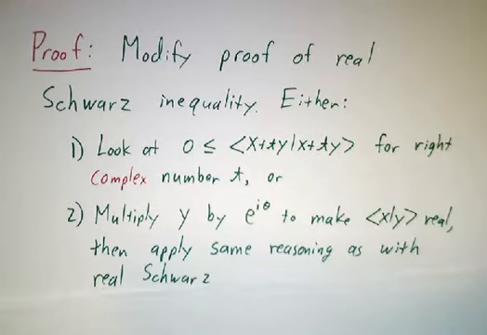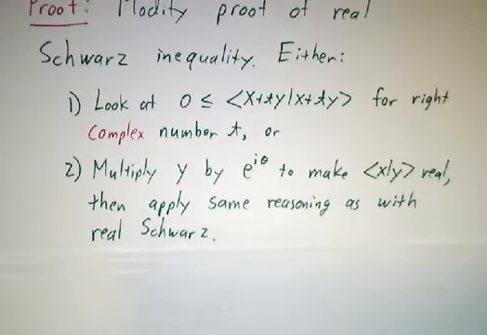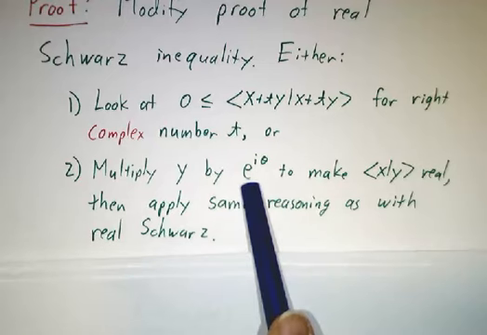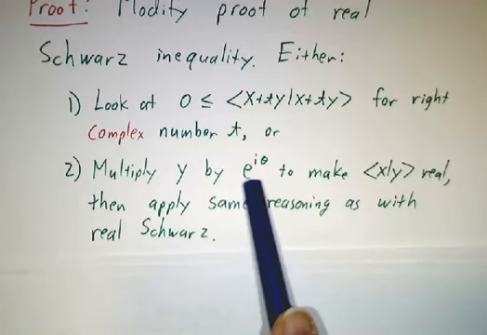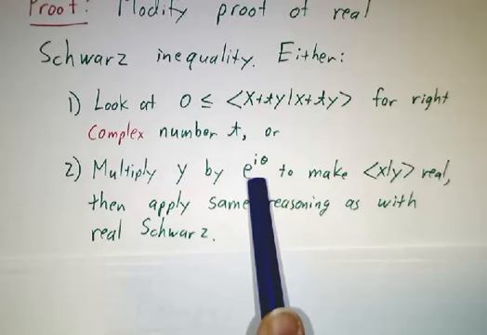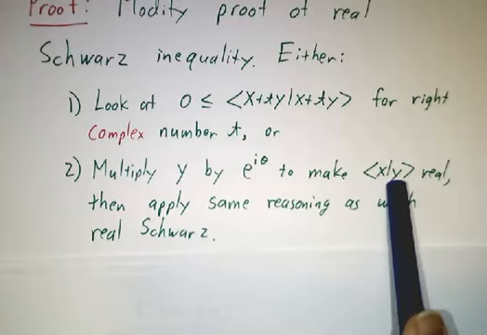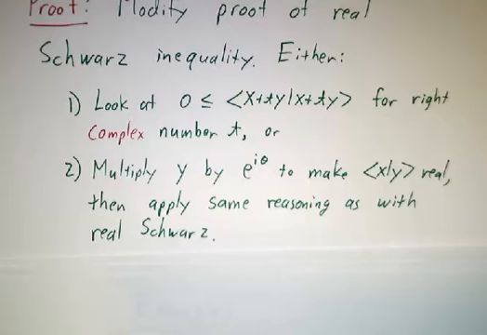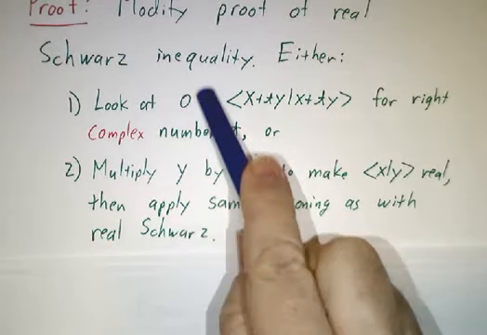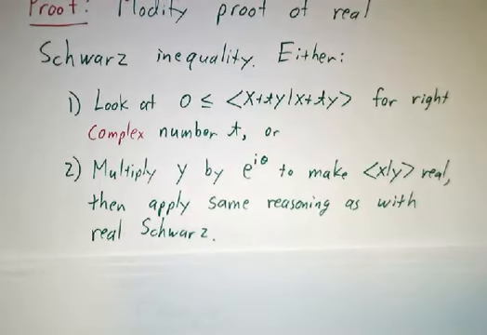Another approach is to multiply one of the vectors, like say y, by a unit complex number. This is a number whose length is 1. So e to the i theta times y has the same length as y. And when you do that, you can get this inner product to be real. And then you can follow the reasoning of the regular Schwarz inequality without worrying about complex t's, because t will turn out to be real. Okay? So either of these approaches will succeed in proving the complex Schwarz inequality, and I'm going to leave the details to you.